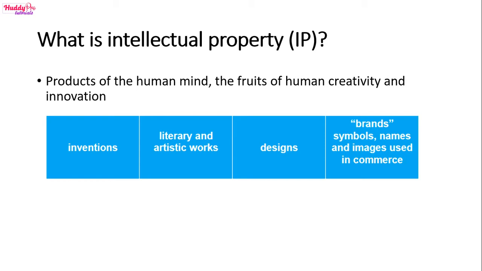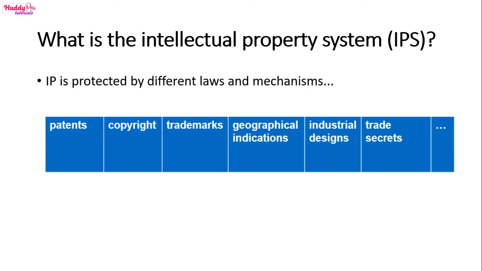There are many types of intellectual property, and some countries recognize more than others. The most well-known types are copyrights, patents, trademarks, trade secrets, among others. So when we talk about intellectual property, that's what we mean: the products of the human mind, the fruits of human creativity and innovation.